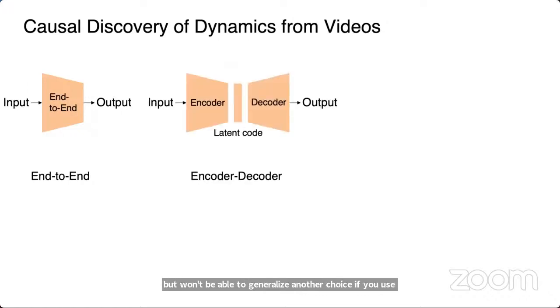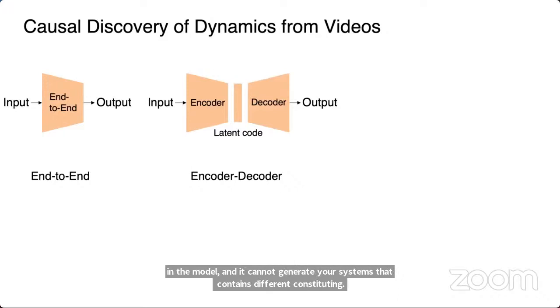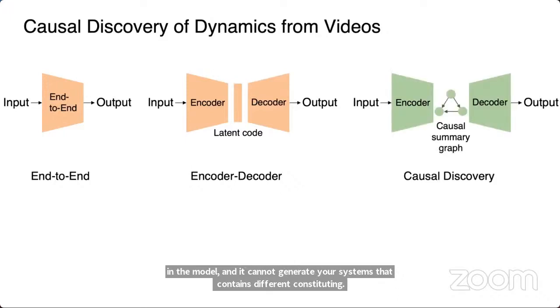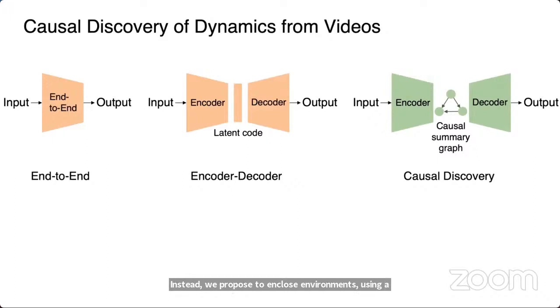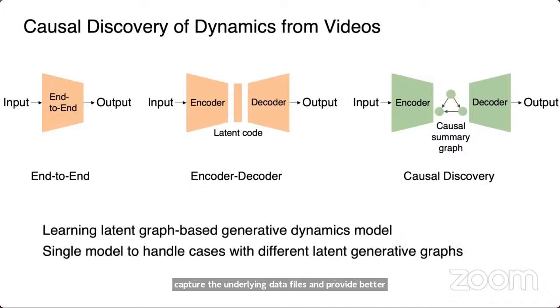Another choice is to use encoder-decoder style models like VAEs, which represent each environment using a latent vector. But then generalization will be limited because there is no explicit modeling of the compositionality in the model, and it cannot generalize to systems that contain different constituting components than during training. Instead, we propose to encode the environment using a latent causal summary graph that explicitly reasons about the structure of the systems, which we hope can capture the underlying inductive bias and provide better generalization ability. The key is that we want to learn latent graph-based generative dynamics models, where a single model can handle cases with different latent generative graphs.